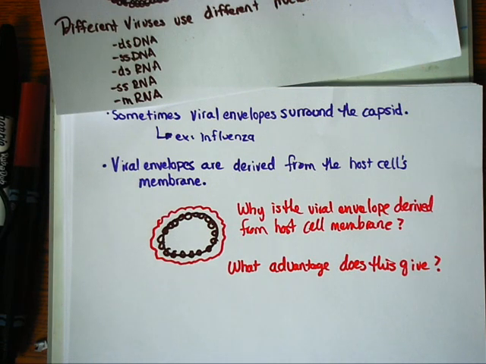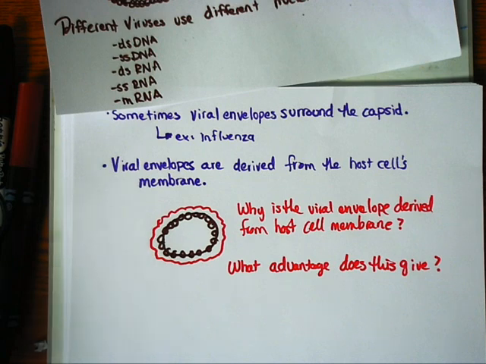Imagine it coming out and budding off the cell. What's it going to take around it as it buds out? That membrane. So you can gather the answer to the first question. Why is the viral envelope derived from the host cell membrane? Because the viral particle buds from the host cell when it's reproduced.